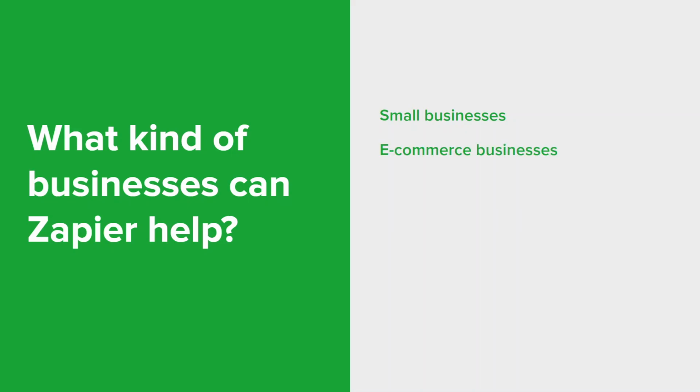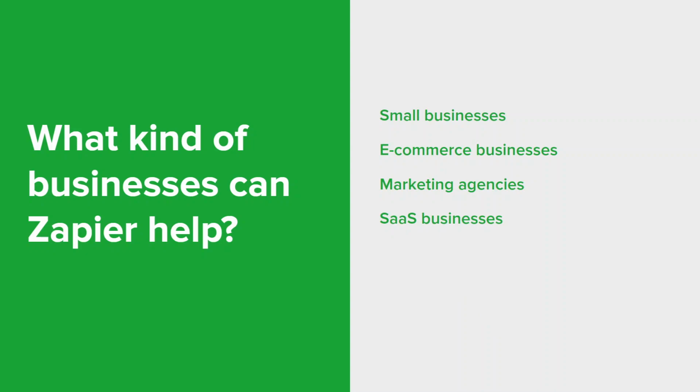Zapier can also help e-commerce businesses to automate tasks like processing orders, sending shipping notifications, updating inventory levels. This can help e-commerce businesses improve their efficiency and their customer service as well. Zapier can also help marketing agencies to automate tasks like sending out newsletters, publishing social media posts, and tracking leads. Again, this helps marketing agencies to save time and be a lot more productive with other things as well.